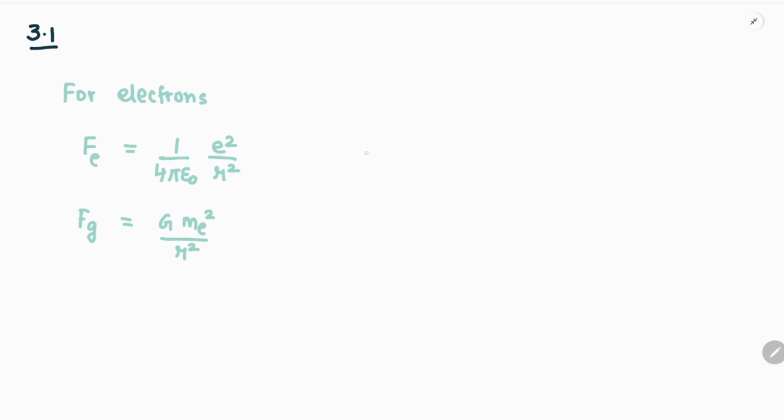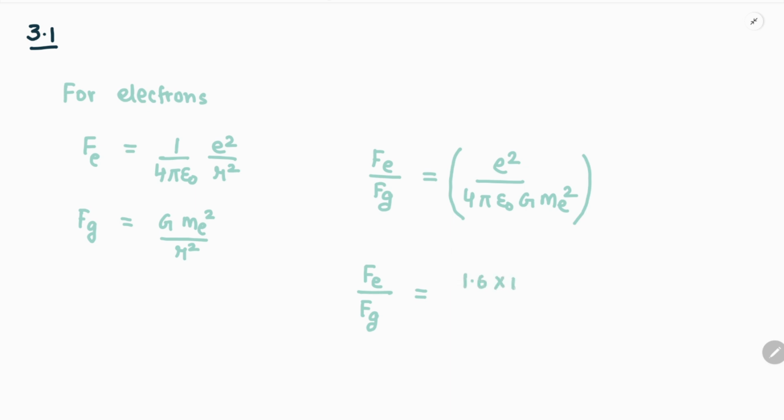So if we calculate the ratio of Fe by Fg, then r square being equal in both the denominators, we can write it as e square upon 4 pi epsilon naught G me square. So this is the value in case of electron, and if we substitute the values for the charge of electron, the value of 1 by 4 pi epsilon naught, the gravitational constant and the mass of electron, we can write it as 1.6 into 10 to the power minus 19 squared into 9 into 10 to the power 9, which is the value of 1 upon 4 pi epsilon naught.